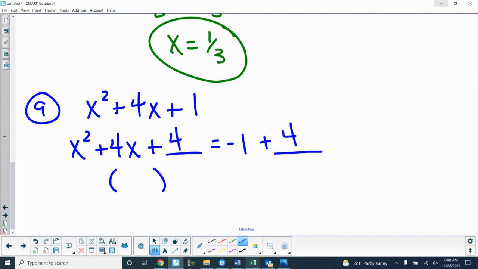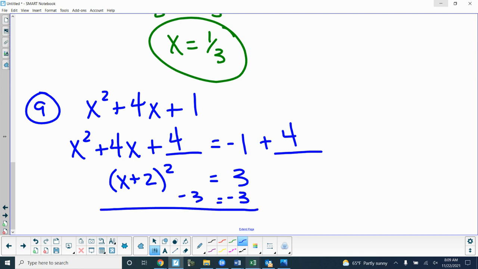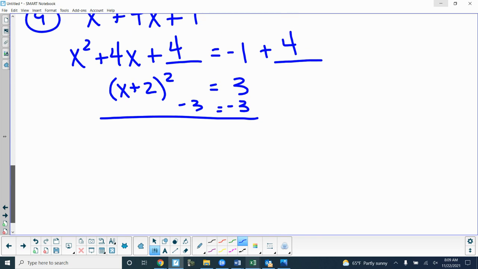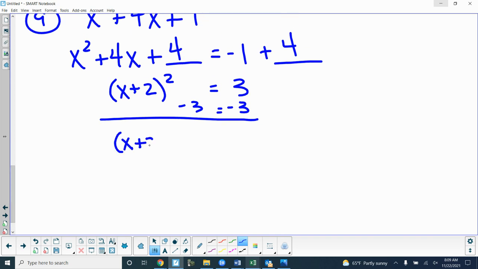Now I can factor this by taking the square root of x squared, the sign in front of the b, which is addition, and the square root of 4, which is 2, and then bring the 3 back over. How do I bring it back over? Subtract it. So now I've got x plus 2 squared minus 3. That's vertex form. So that's one answer I'm looking for.